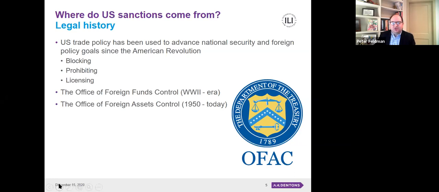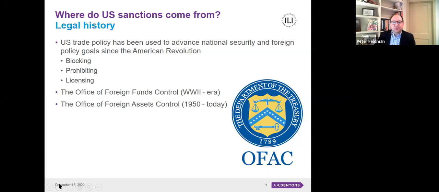But the modern era of sanctions, if you will, really started in about 1940, when the United States established the Office of Foreign Funds Control in the Treasury Department. And this was a program, this was an agency that was administered throughout World War II. And the initial purpose was to prevent the Nazis from using occupied countries' holdings of foreign exchange for their own benefit.